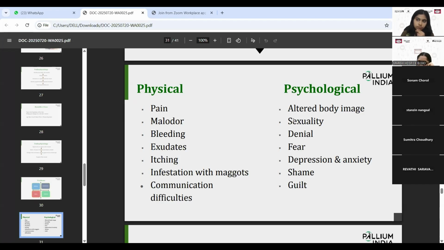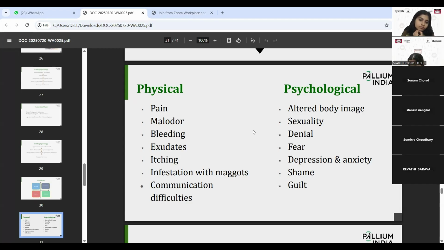Then psychological problems: altered body image, sexuality, denial, fear, depression, anxiety, shame and guilt. What is the meaning here? Altered body image means their physical appearance is changed by the malignant growth. The wound growth will disturb the patient's facial appearance. Then sexuality: if the patient is female, she may feel more guilt about her appearance, and intimacy with her partner will decrease.